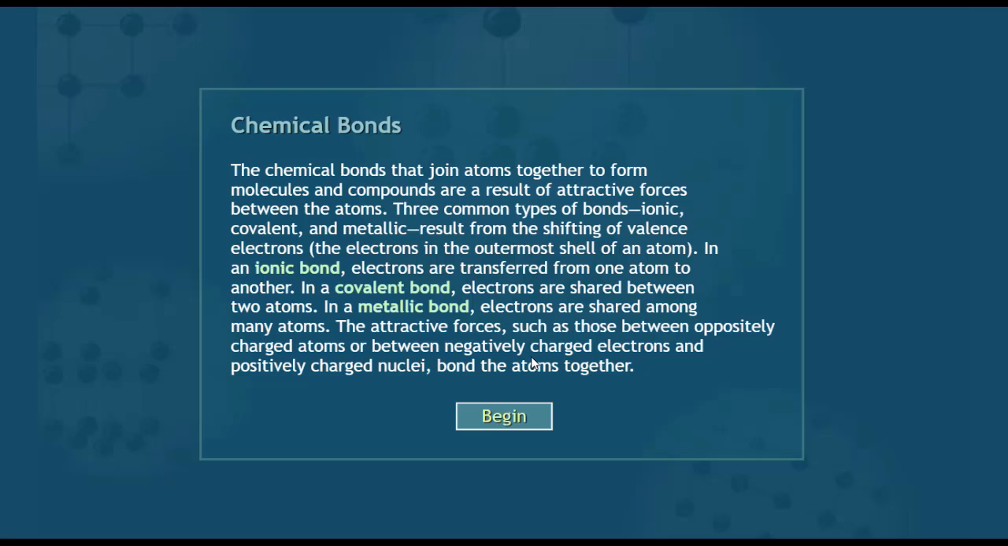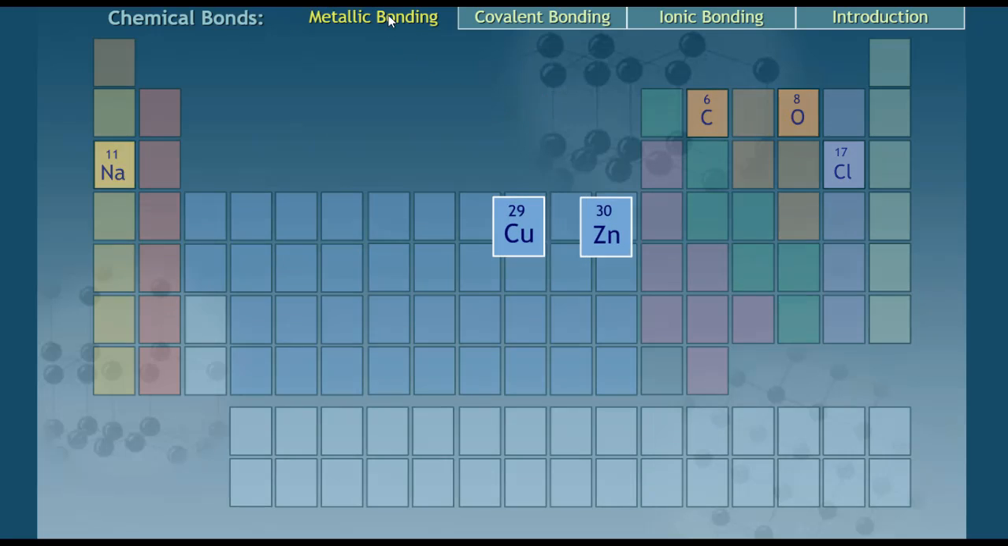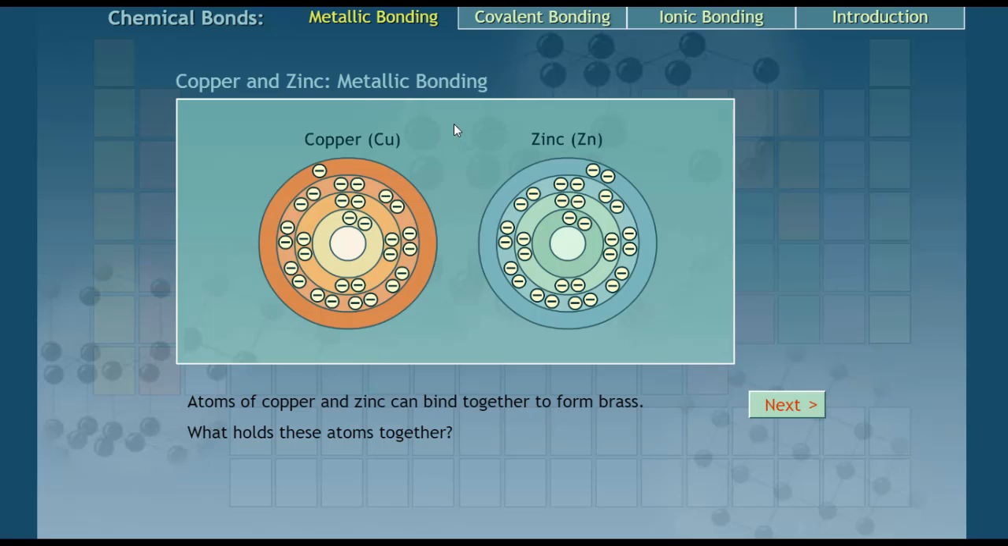The attractive forces, such as those between oppositely charged atoms or between negatively charged electrons and positively charged nuclei, bond the atoms together. And you're going to see that. This is our main idea today that I want you to see. For this particular animation, this third one though, the main thing I want you to see is the metallic bonding and get the idea of how metals share electrons. This is going to explain for us why metals are so good at conducting electricity.